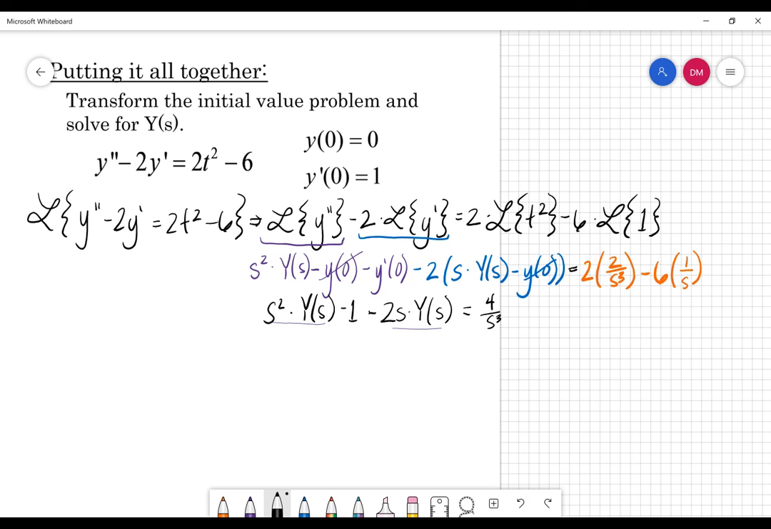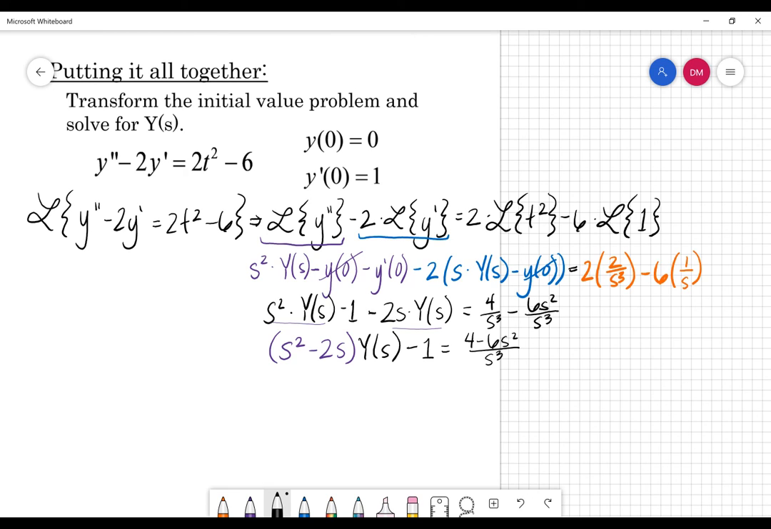And then since we want a common denominator, we'll make that over s cubed as well. So it looks like we'll have minus 6s squared over s cubed. So like I said, we're going to take a look at our common terms right here where we have a capital Y of s, and we are going to factor out the s squared minus 2s. So we're going to factor out our common factor of capital Y of s. That leaves us with just this minus 1 on this side, and then 4 minus 6s squared all over s cubed.